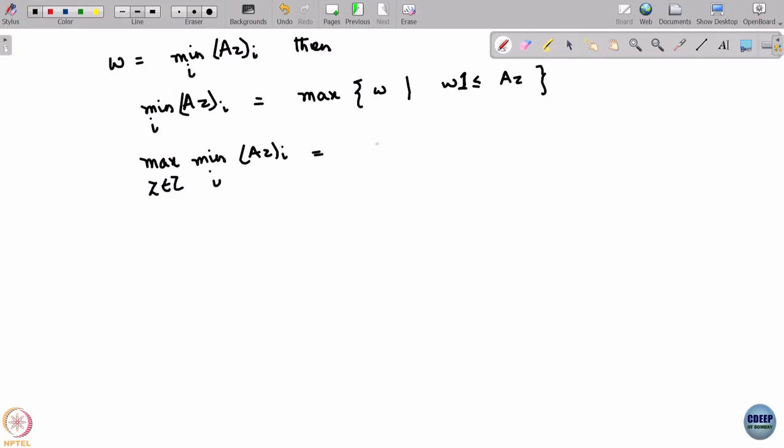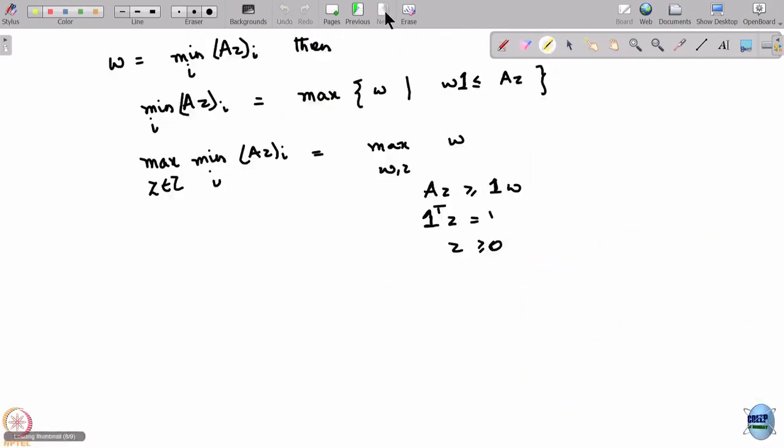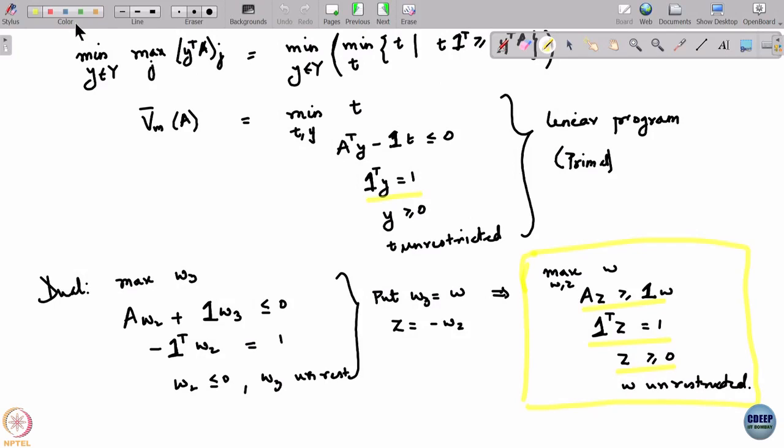Okay. So, from there, therefore, we have that the max over z in Z of the min over i of Az is in fact the max over W, z of W with these constraints, Az greater than or equal to W times 1. And this problem is exactly the problem that we got here. Okay. This is exactly what we got. So, in other words, what have we concluded? We have concluded that this problem is in fact equal to Vm lower bar.